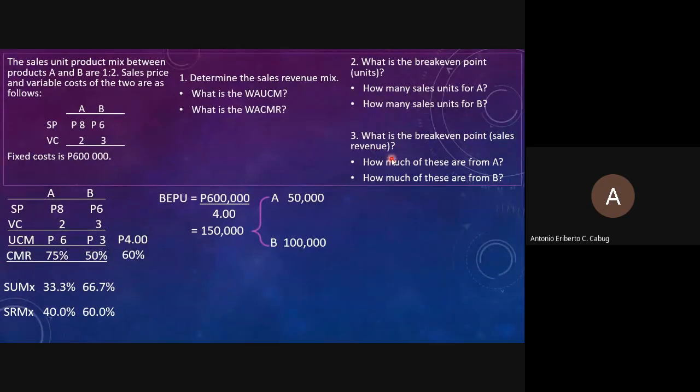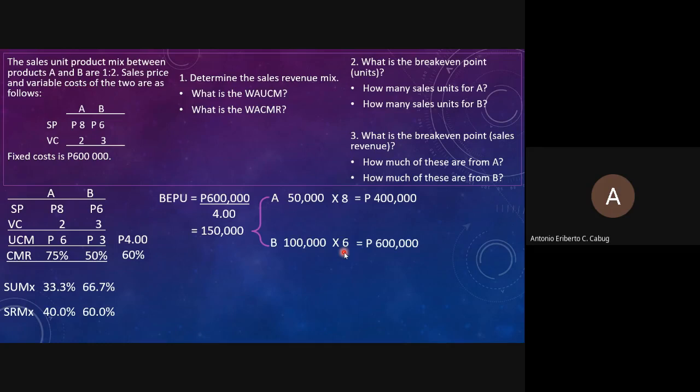Next is the break-even point in sales revenue. There are at least 2 ways to arrive at the break-even point in sales revenue. We can continue from here. A, dapat makabenta ka ng 50K, the price is 8. 50K times 8. And then si boy, the price is 6. You need to sell 100K. 100K times 6. 50K times 8 is 400,000. 100K times 6 is 600,000.